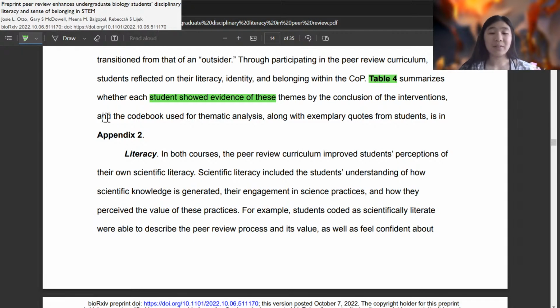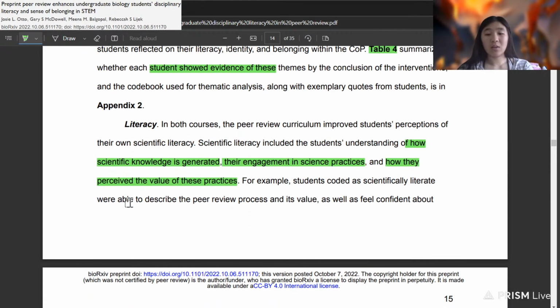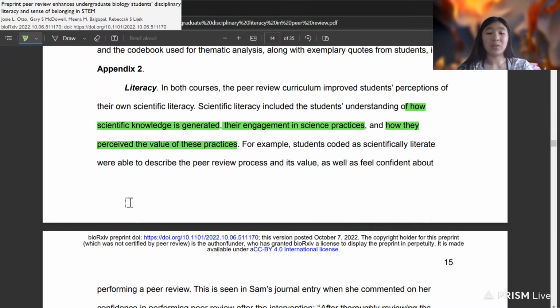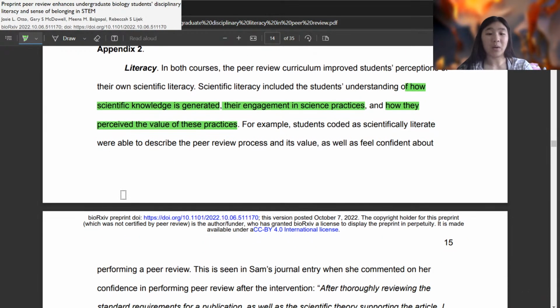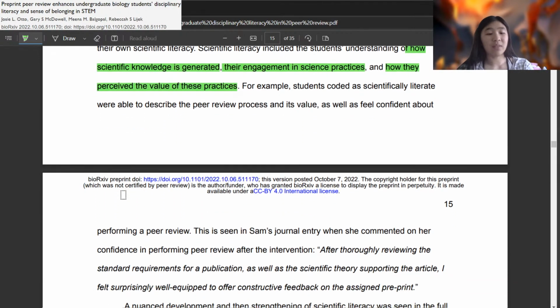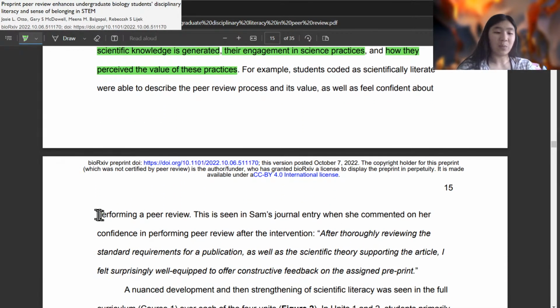In both courses, the peer review curriculum improved students' perceptions of their own scientific literacy. Scientific literacy included the students' understanding of how scientific knowledge is generated, their engagement in science practices, and how they perceive the value of these practices. For example, students identified as scientifically literate were able to describe the peer review process and its value, as well as feel confident about performing a peer review. And that's what we want to see. They feel confident about it.